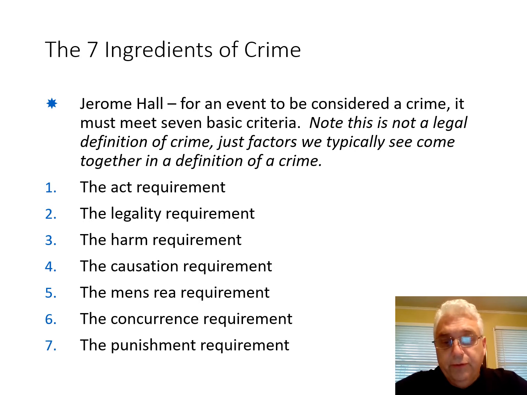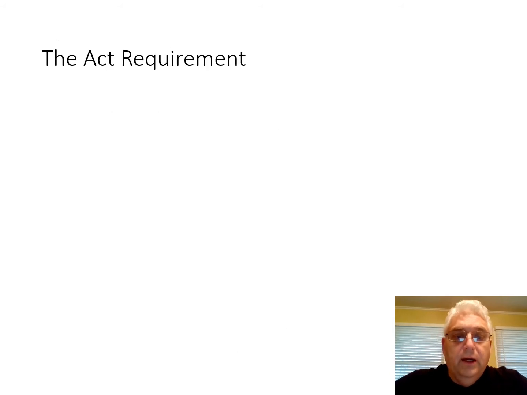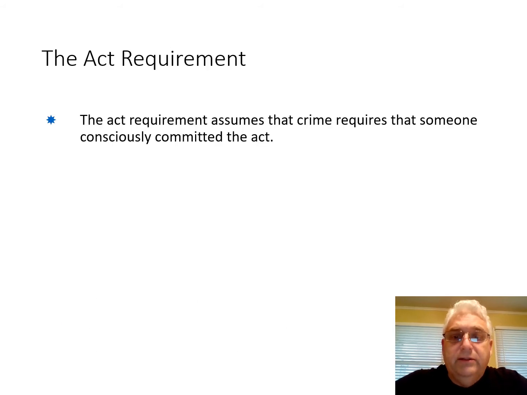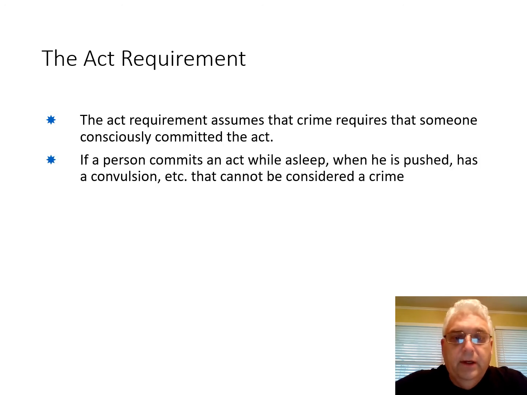Okay, now briefly, we're going to go back through these again. What is the act requirement? Well, basically that someone consciously committed an act, right? From mind to action, mind to body to action. That's how we defined it in week one. The crime requires that someone consciously committed the act.